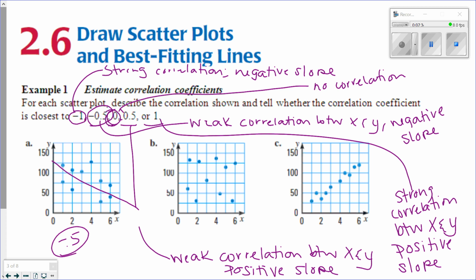On letter B, just looking at it, it's hard to tell whether the best fit line would be here or if the best fit line would be here. So for B, we're going to say that it's probably pretty close to 0. It's hard to tell if there's a positive correlation or negative correlation. Doesn't really look like there's much at all.